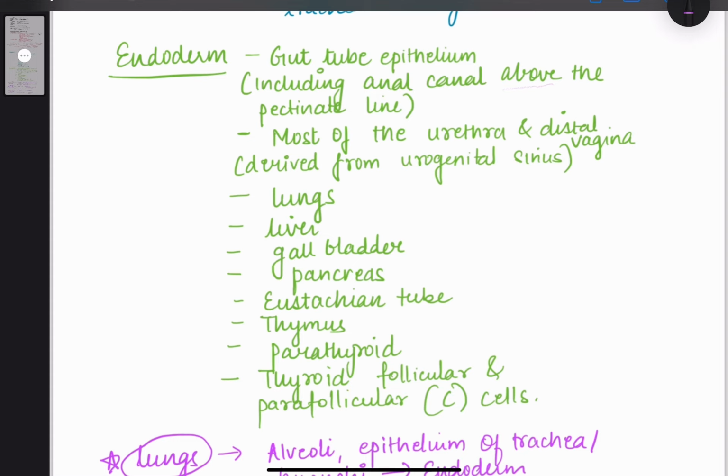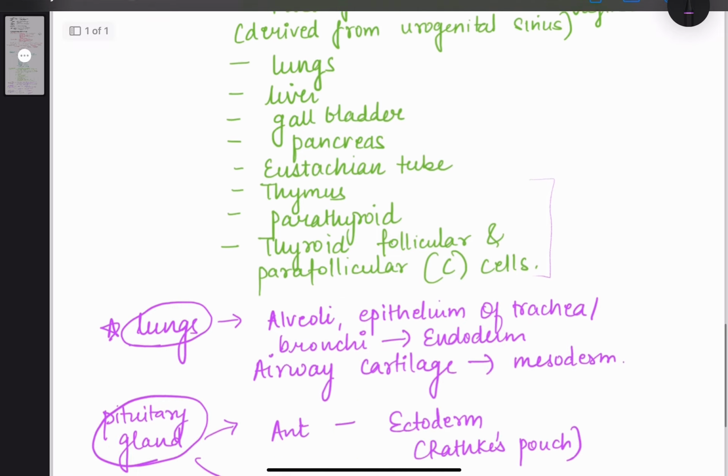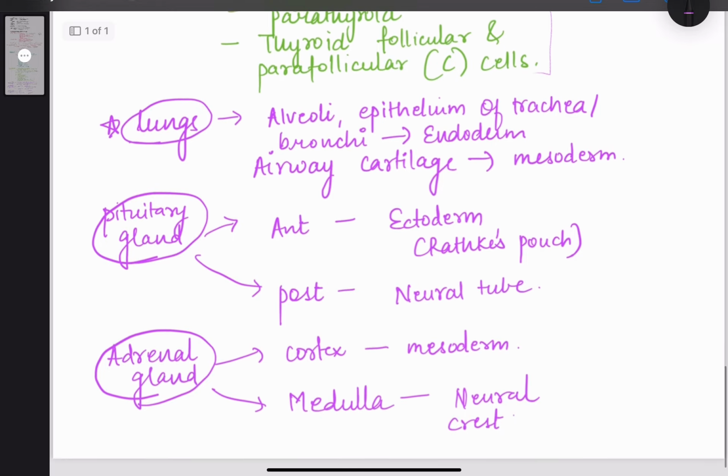So spleen, you need to remember it's from mesoderm. Otherwise, lungs, liver, gallbladder, pancreas are all from endoderm. Also the gut tube epithelium, and all these thyroid things and thymus things like thymus, parathyroid, thyroid follicular, and parafollicular cells, they are from endoderm. So this was all about particular derivatives. Now there are few differentiating features.